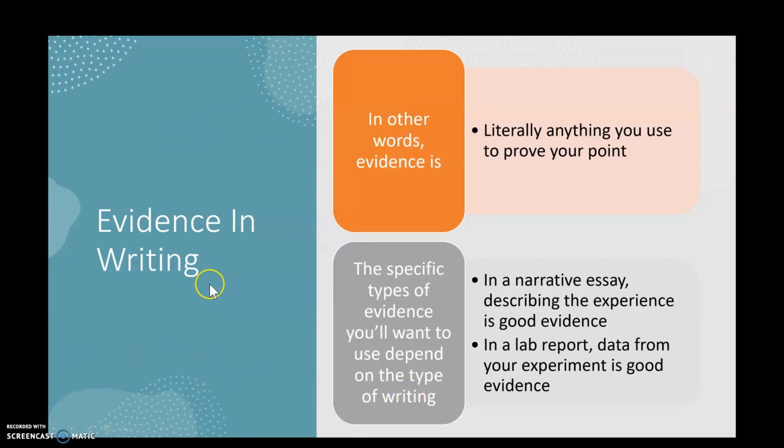The specific types of evidence you'll want to use do depend on the type of writing, and we'll talk a lot more about that throughout the semester. But in a narrative essay, describing an experience and why it matters, that's great evidence. You don't actually need anything researched or anything more than that. In a lab report, talking about the best day of your life is not going to work very well. So you're going to want something a little bit more scientific, like data from your experiment. So the types of evidence that you use do depend on the type of writing you're doing. But you don't need to stress out about trying to find the best evidence in the world. Normally, whatever you have that will work is going to work.